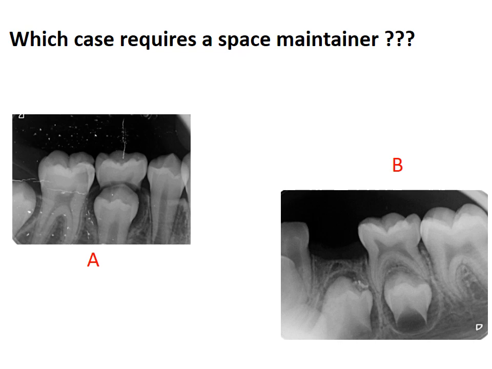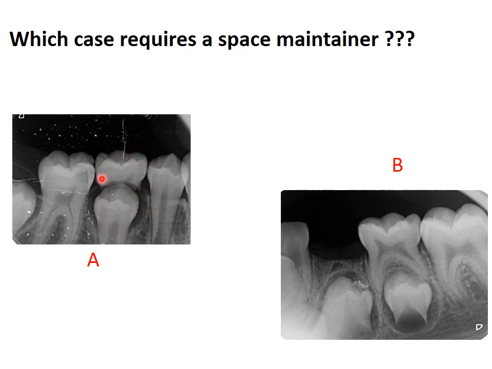This is a case scenario which we will be discussing in our Google Classroom. Among both the cases, that is A and B, which case requires a space maintainer, A or B? In picture A, what we can see are the primary teeth, and the first premolars have already erupted, while the second premolars are still to erupt.